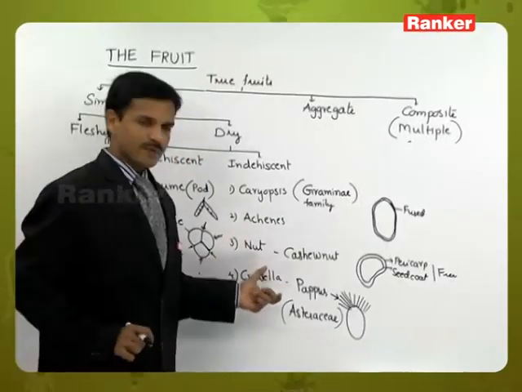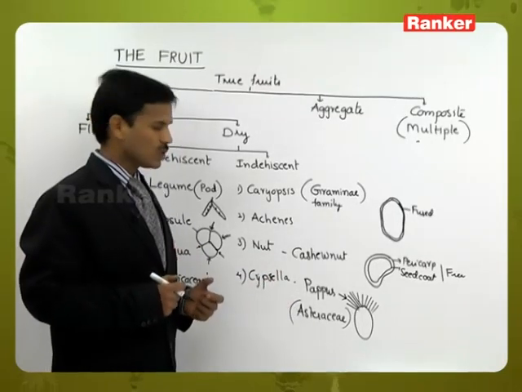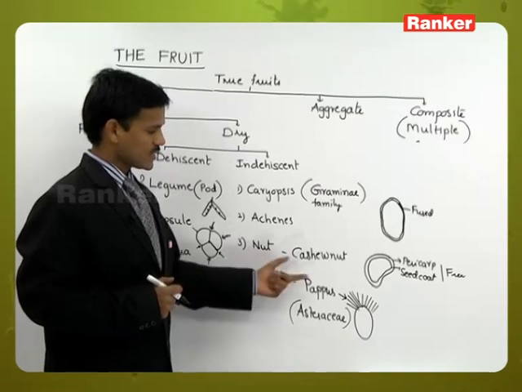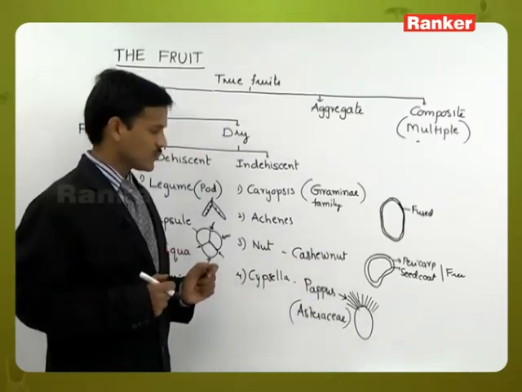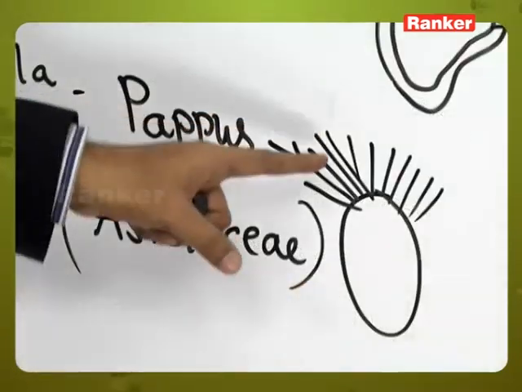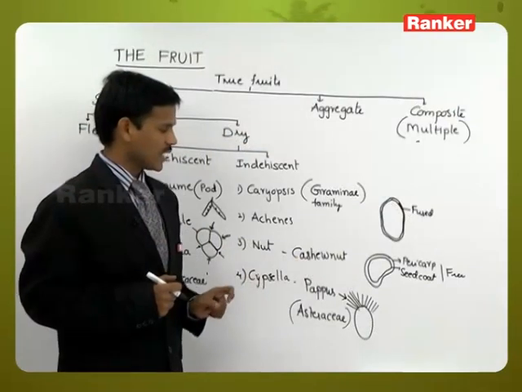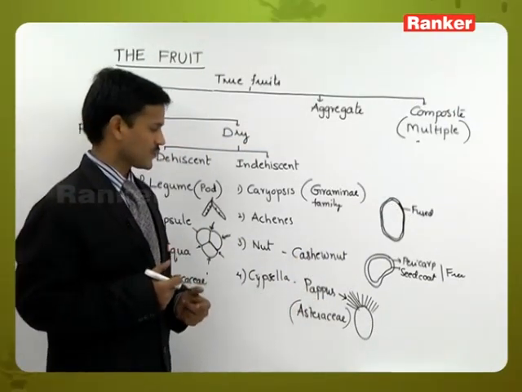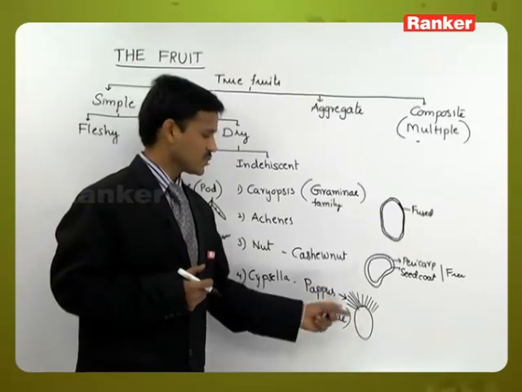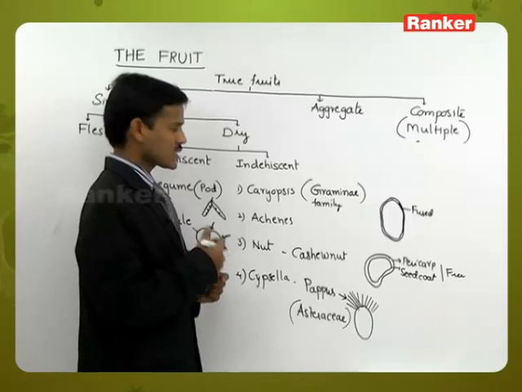In Asteraceae family members like sunflower, tridax, chrysanthemum, marigold, the fruit is Cypsela type of fruit. Very small fruit, single seeded fruit, and characterized by pappus. Pappus is the permanent or persistent calyx. It helps in the dispersal of seed or fruit. The fruit has only one seed, so pappus helps in the dispersal of fruit or seed.